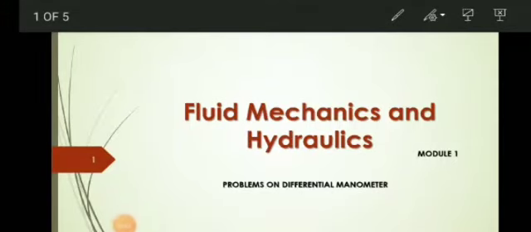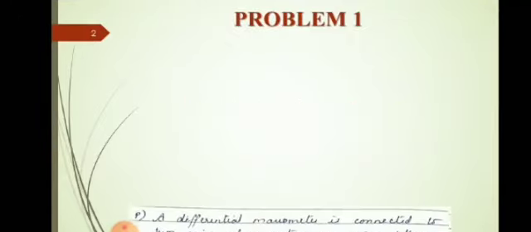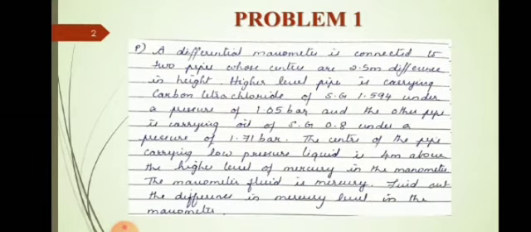Good morning everyone. In the last video we had learned what a differential manometer is and what an inverted differential manometer is. Today in this video we will do some problems based on that. So we will move on to the first problem. I'll read out the question.